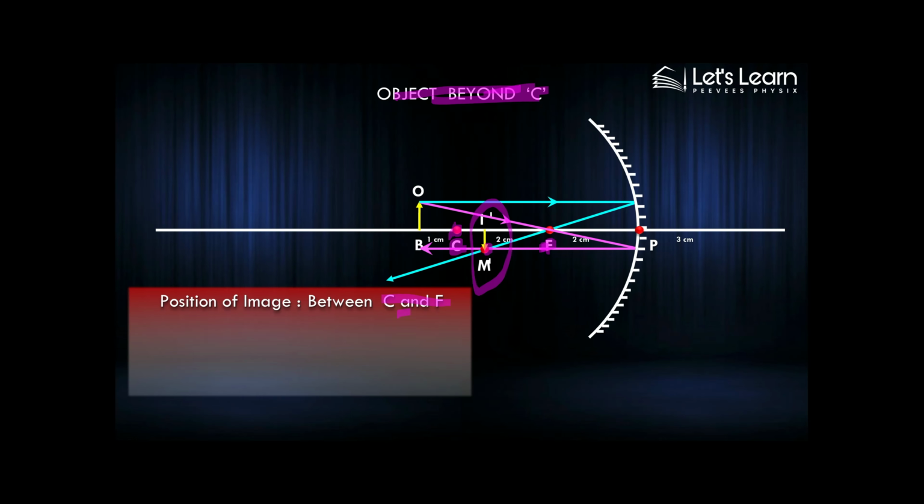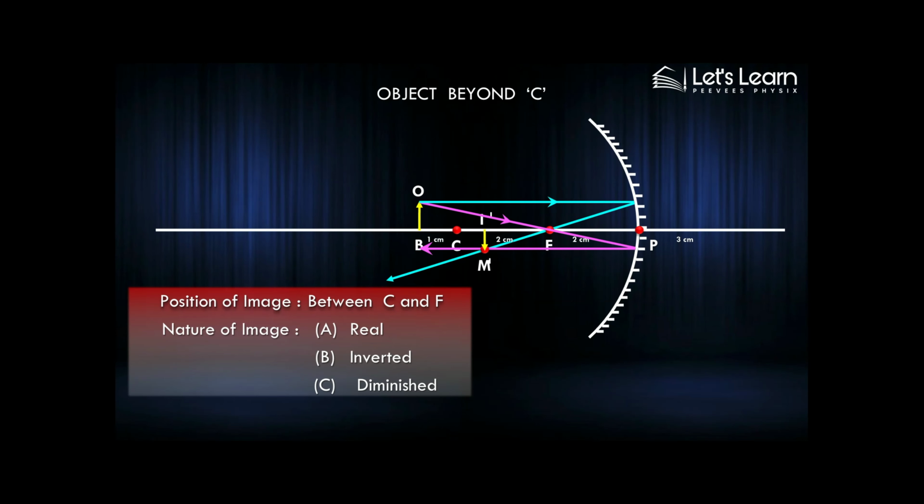And what's the nature? Is it real or virtual? It's real. Why is it real? You can see the 2 rays after reflection really meet at this point. So the image is real. And is it upside down or upright? You can see the arrowhead is pointing down, so it's inverted. Is it bigger or smaller?